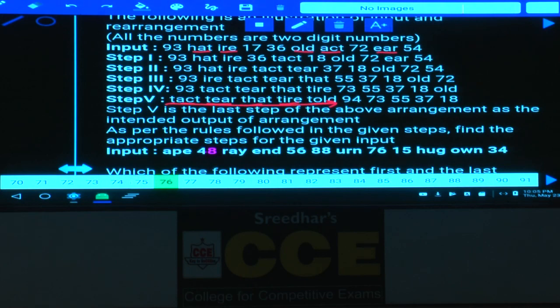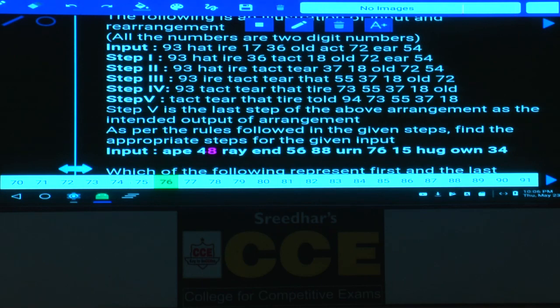Then coming to these numbers, 93 is here, but here it is 94. Hence, 1 is added to this 93. Next one, 17 plus 1, this is 18. And 36 plus 1, this is 37. And 72 plus 1, 73. And 54 plus 1, 55. Now 1 is added to each of these numbers. One number is added to the numbers, one letter is added to the word, and then how the arrangement has been done. First, if you observe, the words are in ascending order and the numbers are in descending order.